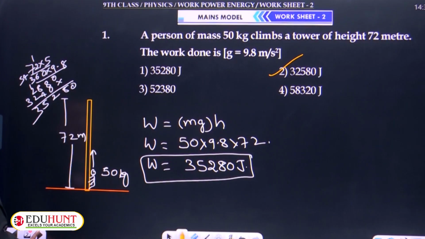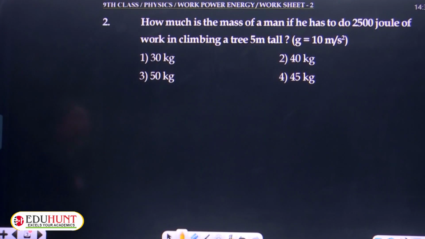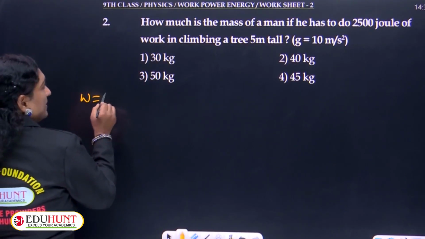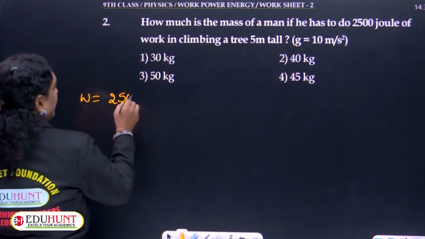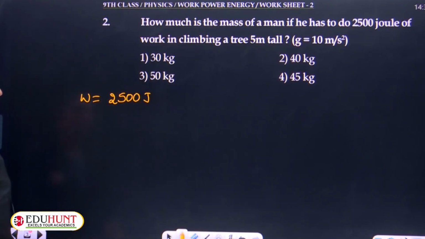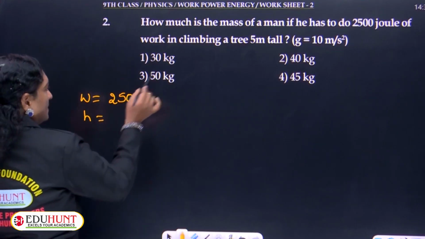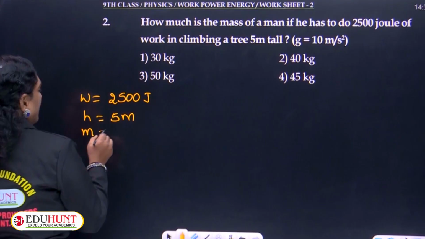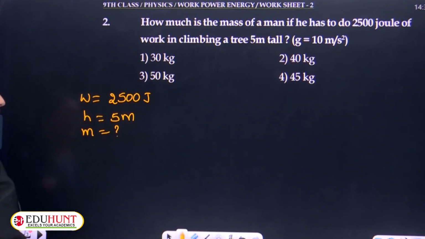So now moving to the next question. How much is the mass of a man if he has to do 2500 joules of work in climbing a tree 5 meters tall? So what is given, children? It is already given that the work done in climbing the tree is 2500 joules, whereas the height of the tree is given as 5 meters, and you are asked to find the mass of the body.